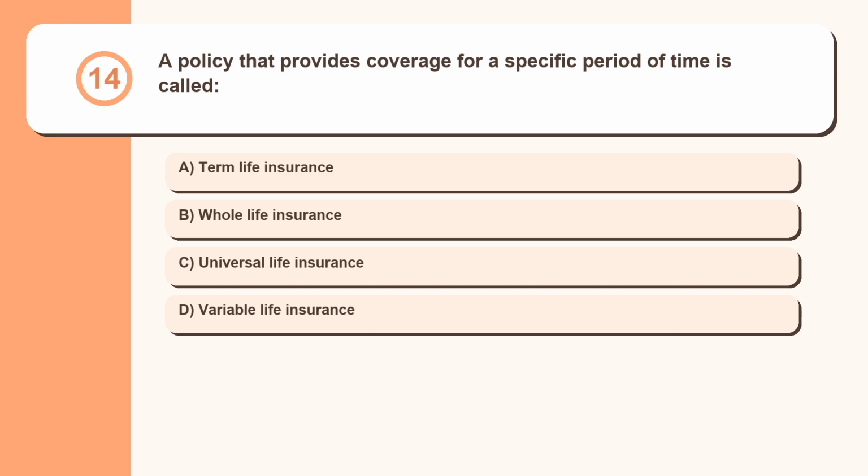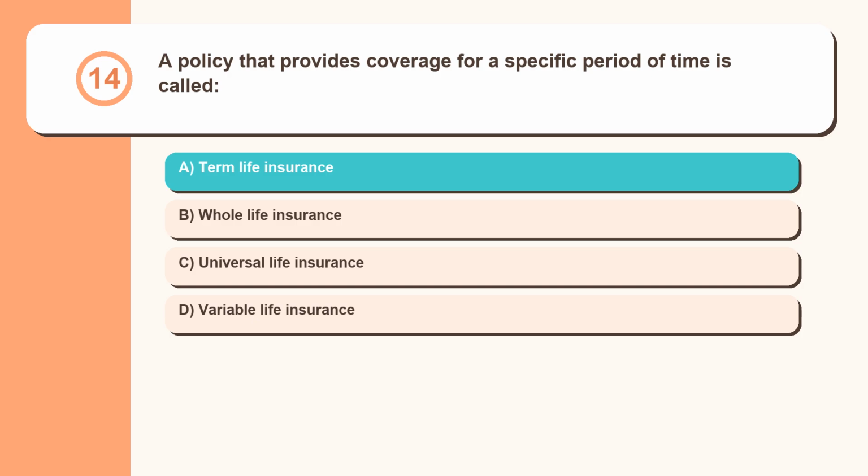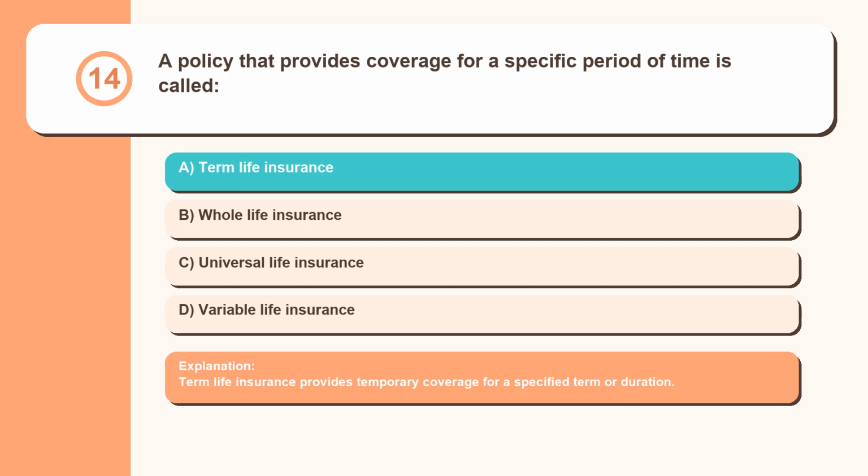Question 14. A policy that provides coverage for a specific period of time is called term life insurance, whole life insurance, universal life insurance, variable life insurance. Term life insurance provides temporary coverage for a specified term or duration.